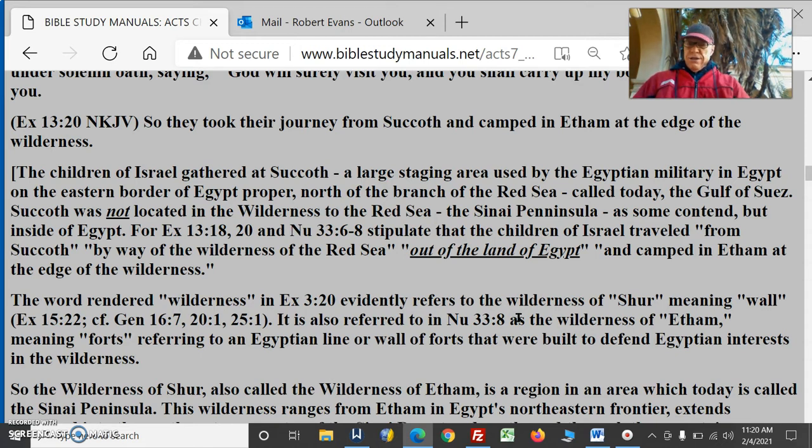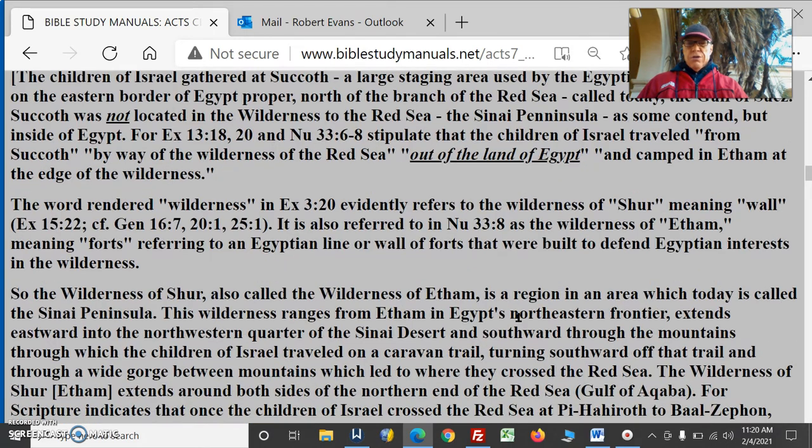Succoth was not located in the wilderness to the Red Sea, the Sinai Peninsula, as some contend, but inside of Egypt. For Exodus 13:18 and 20 and Numbers 33:6-8 stipulate that the children of Israel traveled from Succoth by way of the wilderness of the Red Sea, out of the land of Egypt, not into it further, and camped in Etham at the edge of the wilderness. And we saw those places.